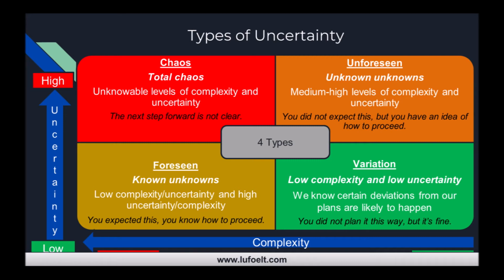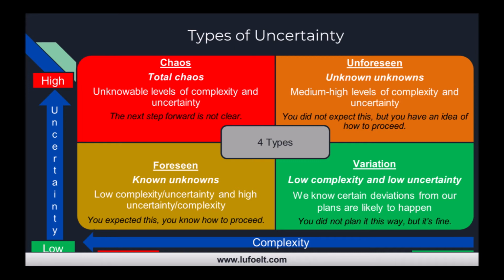Okay, so let's take a look at the four different types of uncertainty and understand them. I'll just run through them very quickly. So the most difficult type of uncertainty is chaos, total chaos. And that means that there are unknowable levels of complexity and uncertainty. They're so high, we don't even fully understand them. And the next step forward is not clear in this situation. The next level of uncertainty is unforeseen uncertainty. And this means that it's something that we didn't know that we didn't know. So it means that we didn't know it and we couldn't expect that it was going to happen. So this is medium to high level of complexity and uncertainty.